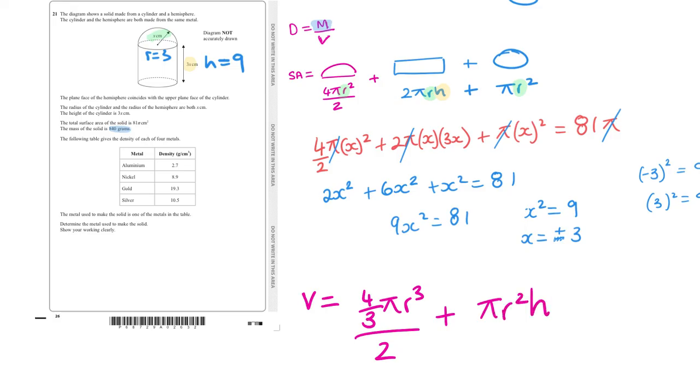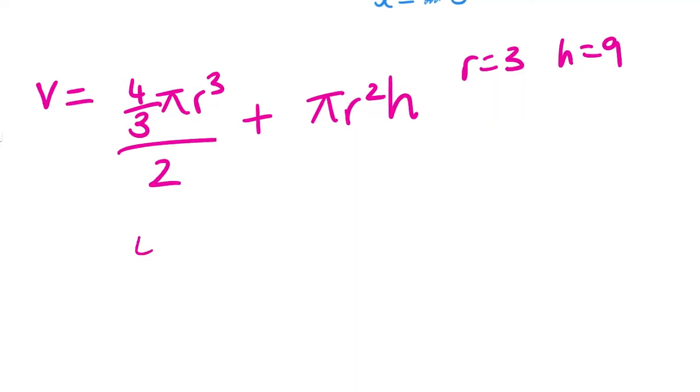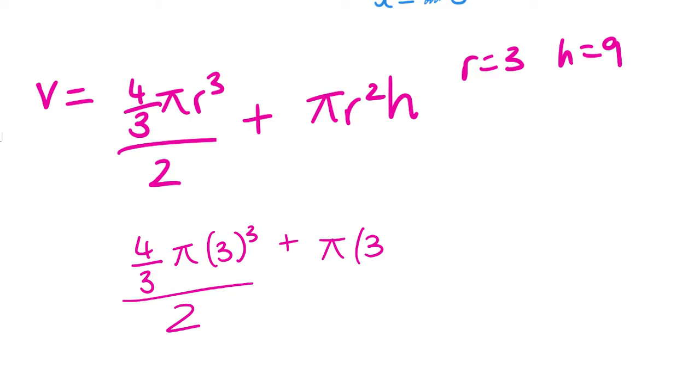Now that we know that r is 3 and our height is 9, just substitute in. It's going to be really simple. So I'm going to have 4 over 3 times pi times 3 cubed, all divided by 2, plus pi times 3 squared times 9. I can put that whole thing into my calculator. I actually get 99 pi. Okay, someone check that, please.